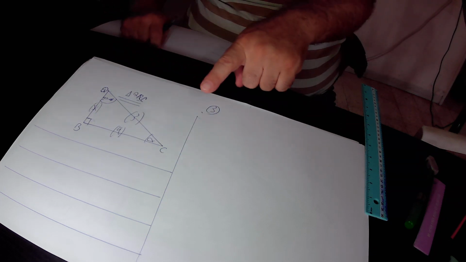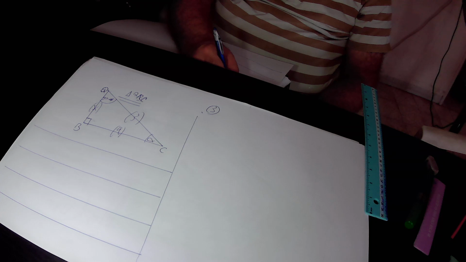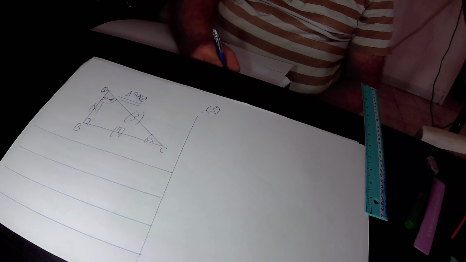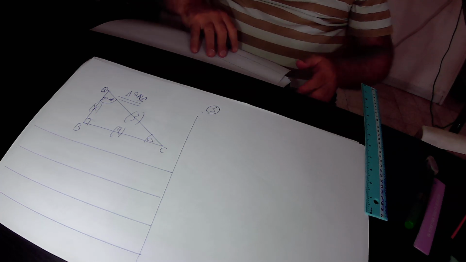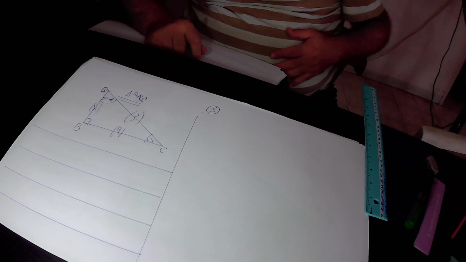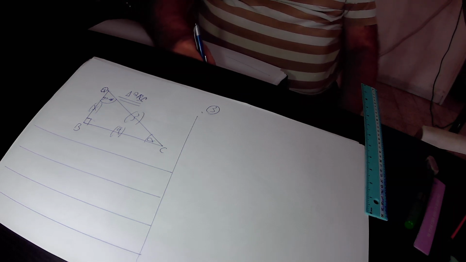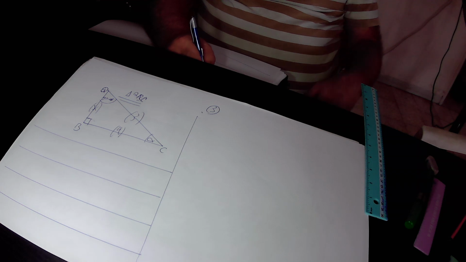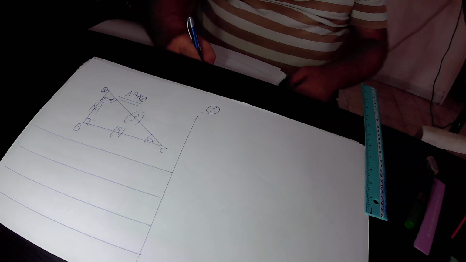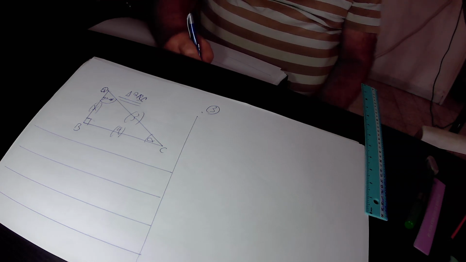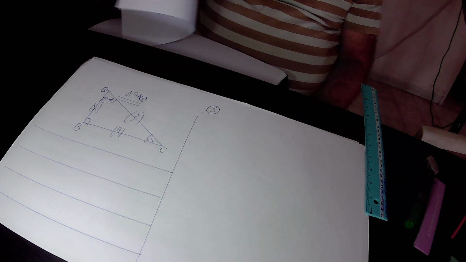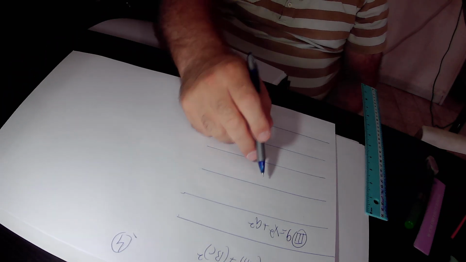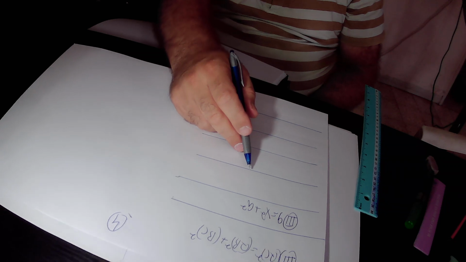So repeat again, according to equation 3, QC squared equals QB squared plus BC squared. The hypotenuse QC is 3, therefore QC squared is 3 squared, that is 9. And it is equal to QB squared. QB is x, therefore QB squared is x squared, plus BC squared. BC is a, therefore BC squared is a squared. So in total, according to equation 3, we found out that 9 equals x squared plus a squared.